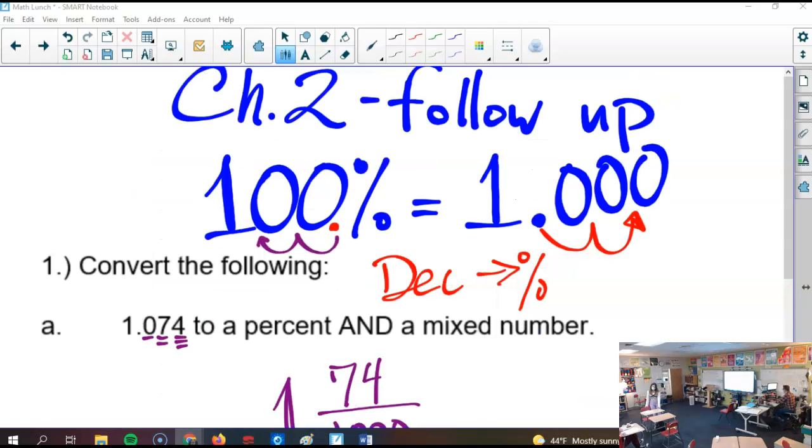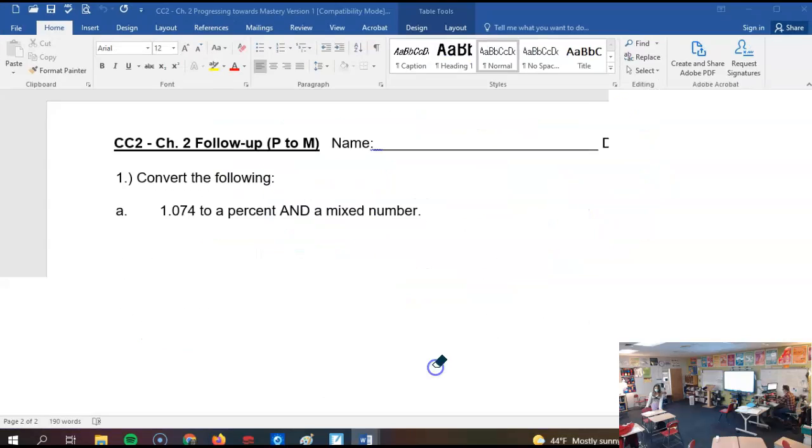Where did I find the follow-up? Oh yeah, it's a Word document. That's where it is.